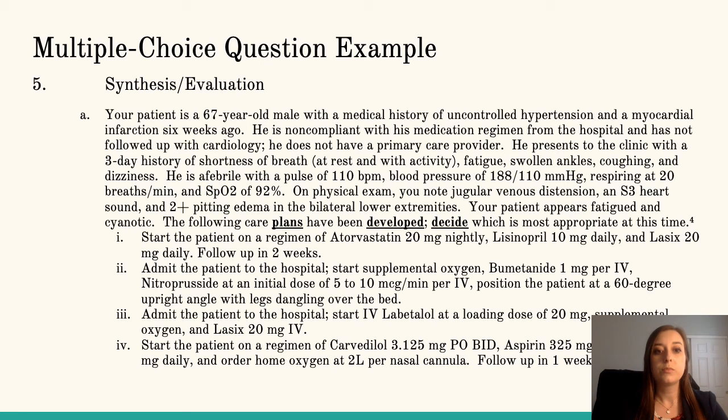On physical exam, you note jugular venous distension, an S3 heart sound, and 2+ pitting edema in the bilateral lower extremities. Your patient appears fatigued and cyanotic. The following care plans have been developed. So decide which is the most appropriate at this time. And hopefully you can see all 4 answer options, but I will read them regardless for you so that you can discern which plan you want to go with.